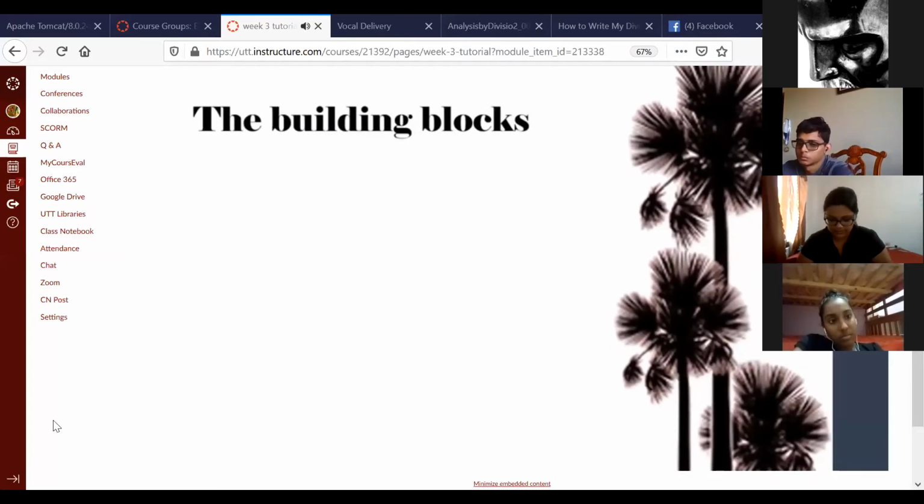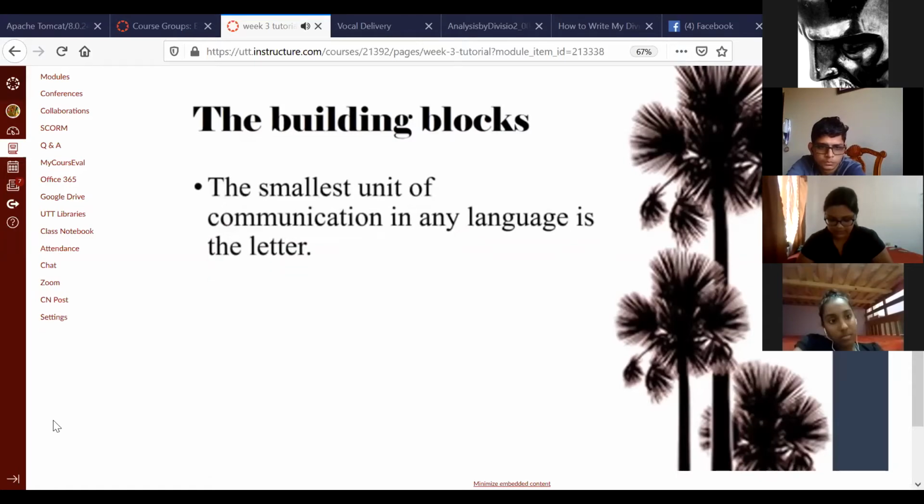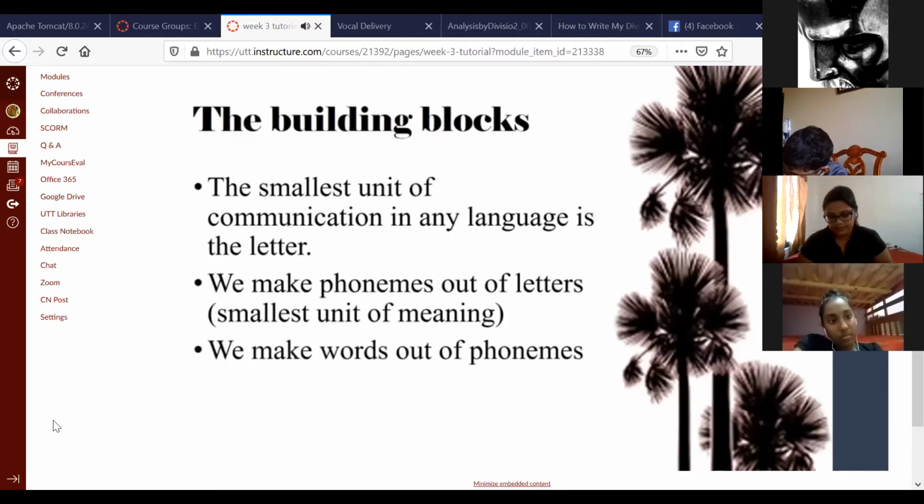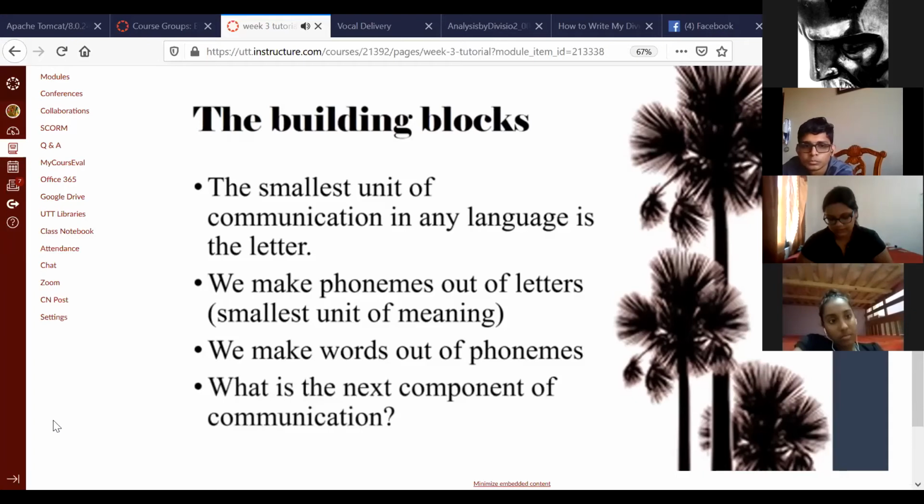Now let's look at the building blocks. The smallest unit of communication in any language is the letter. We make phonemes out of letters as the smallest unit of meaning. We make words out of phonemes. What is the next component of communication?